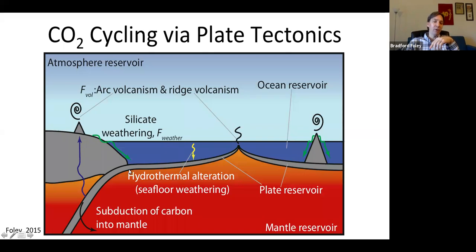And when these carbonate minerals are subducted, like I said, some of them are lost through these metamorphic reactions and come back up arc volcanoes. The amount that remains, and isn't lost from the downgoing plate, will be recycled into the deep mantle.